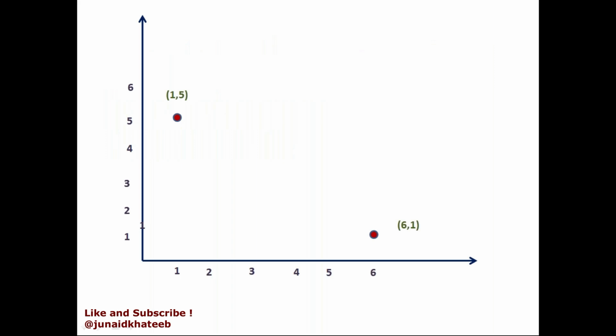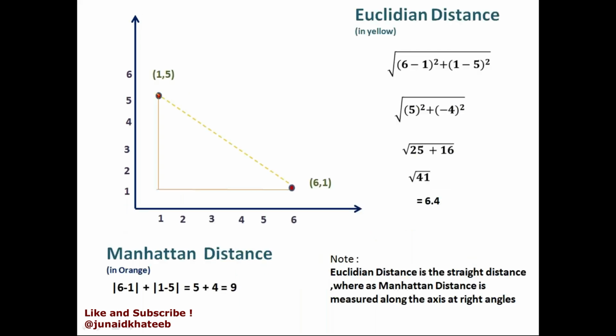Now, how do you calculate the distances? Suppose these are the 2 points that I have on this graph. What I need to do is find out the distance between 2 points. We'll be talking about the Euclidean distance first, and then the Manhattan distance. Observe this. Euclidean distance is the straight line distance.